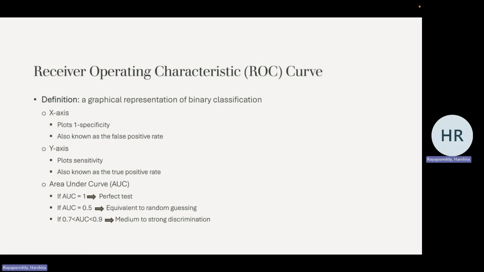A receiver operating characteristic, or ROC curve, is a graphical representation of this binary classification. On this curve, the x-axis plots 1 minus specificity, which is known as the false positive rate, and the y-axis plots sensitivity, which is known as the true positive rate. The AUC, or area under the curve, can tell us how effective the test is. If the AUC is equal to 1, it would be an ideal or perfect test. If the AUC is equal to 0.5, it would be equivalent to random guessing. And if the AUC is between 0.7 and 0.9, that would indicate medium to strong discrimination.